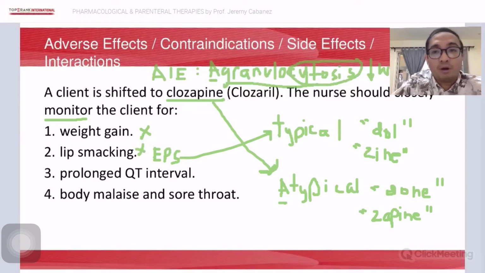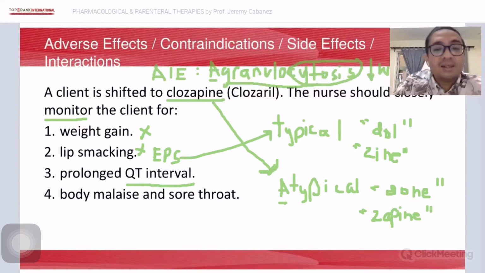Next, number 3, prolonged QT interval. Arrhythmia. Nag-arrhythmia ang pasyente. So, kung nag-arrhythmia ang pasyente, ano ang tawag natin dun sa effect na yon? Ang tawag mo dyan, cardiotoxicity. Question, what antipsychotic is related to cardiotoxicity? Dalawa yan. You have the droperidol and ziprasidone. Alin daw ang common na nagkakaroon ng cardiotoxicity?